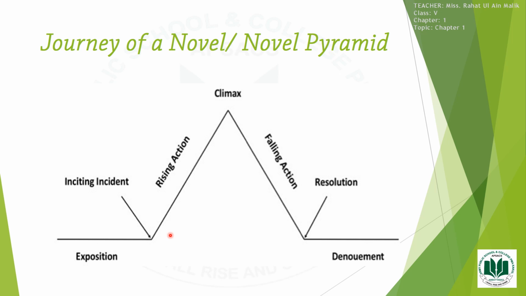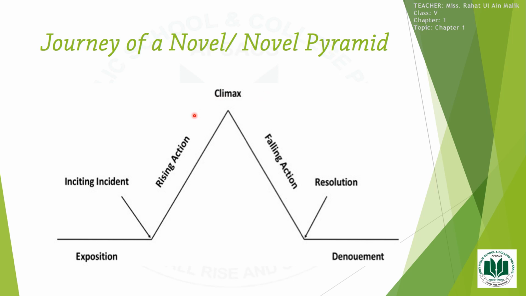Novel pyramid is just like climbing up a mountain and climbing down it. So we start with the bottom, that is exposition. Then there is an inciting incident. Then we move up the mountain, that is the rising action. Now climax is the top of the mountain, it is that event or that part of the story where there is a twist. You know that when we reach the top of the mountain, the next step is we have to climb down because there is no going up then.